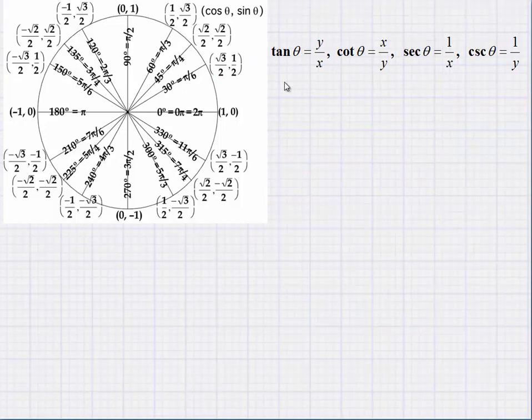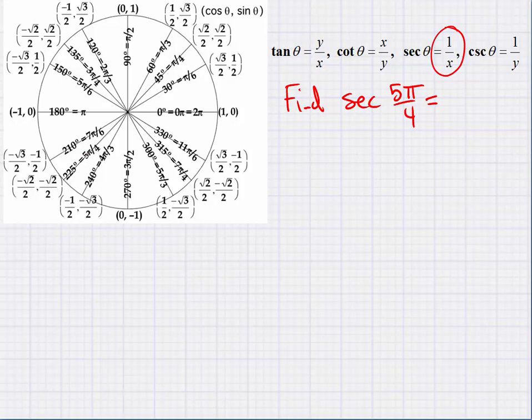How about let's do another one? How about we find the secant of 5 pi fourths. Okay, well, if we look at this, secant is 1 over x. Here's 5 pi fourths. Here's the point that goes along with 5 pi fourths. So we're going to take this and say, well, this is 1 over negative square root of 2 over 2.